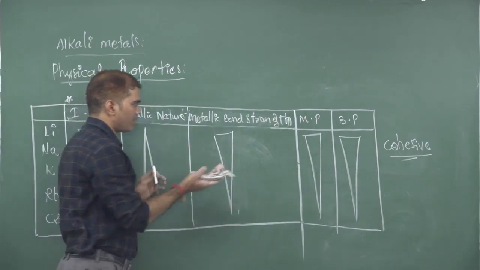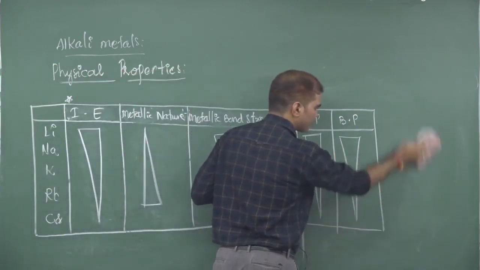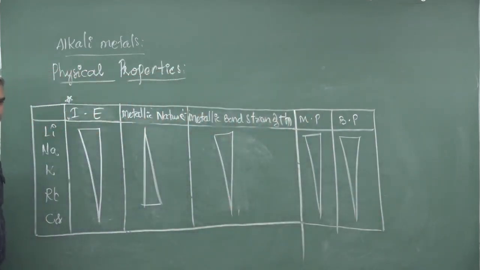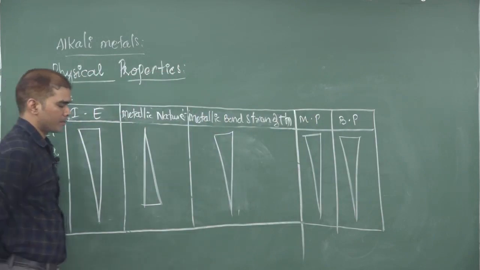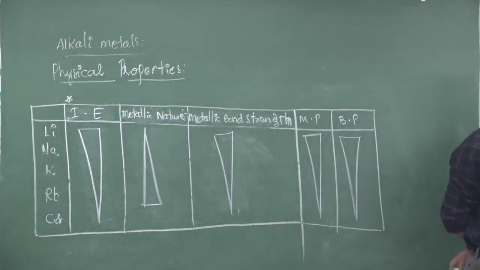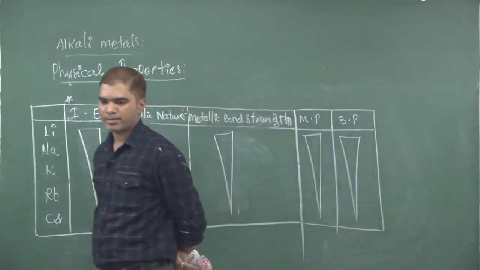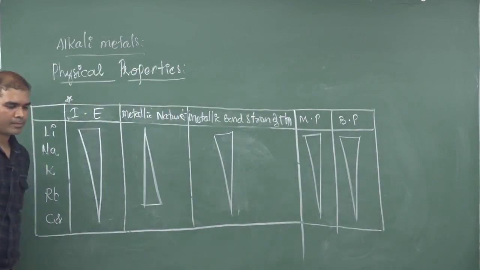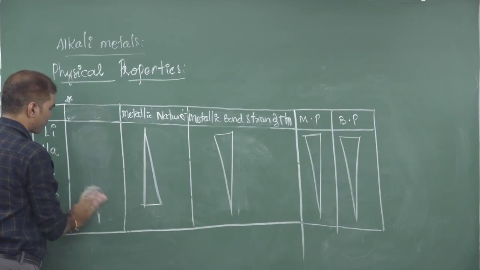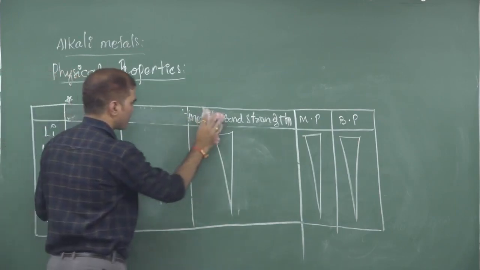As metallic bond strength decreases, cohesive forces also decrease. And hence melting and boiling point decrease. Finished? Okay, now let us come to few more physical properties.